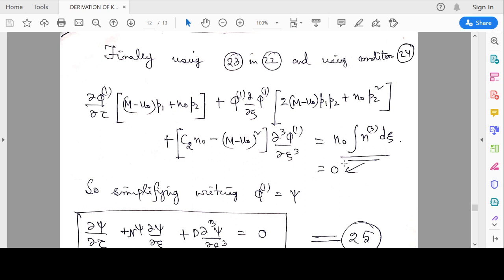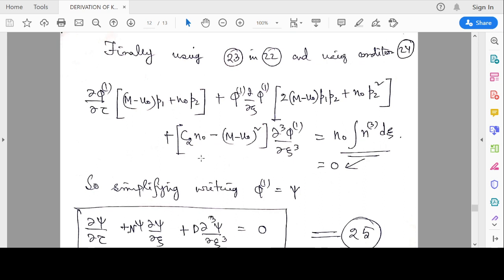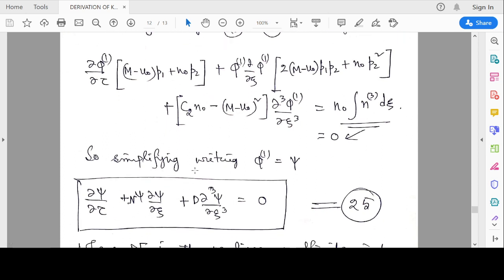this is the expression for the KdV equation. It's written in the extended form. You see, this is a constant, this is a constant, this is a constant, depending upon your initial values and the wavefront velocities. Now you divide it with this thing and you write it like this. You simplify and write that phi 1, you call it psi, just for your ease of mathematics. We write it psi del tau plus n psi del xi plus d del 3 psi del xi 3 is equal to 0.